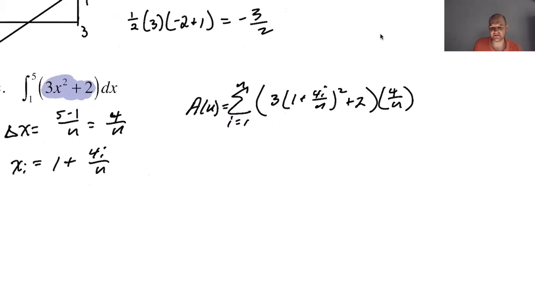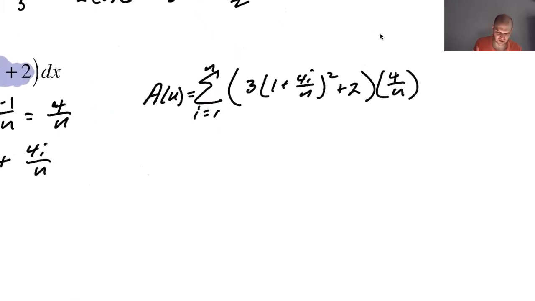You can always factor that delta x out. Some of you probably start by doing that. So I'm going to take this 4 over n out, that's the delta x I was referring to. So this guy is already out here. And then I'm going to expand, and in the next step, I'll probably simplify.